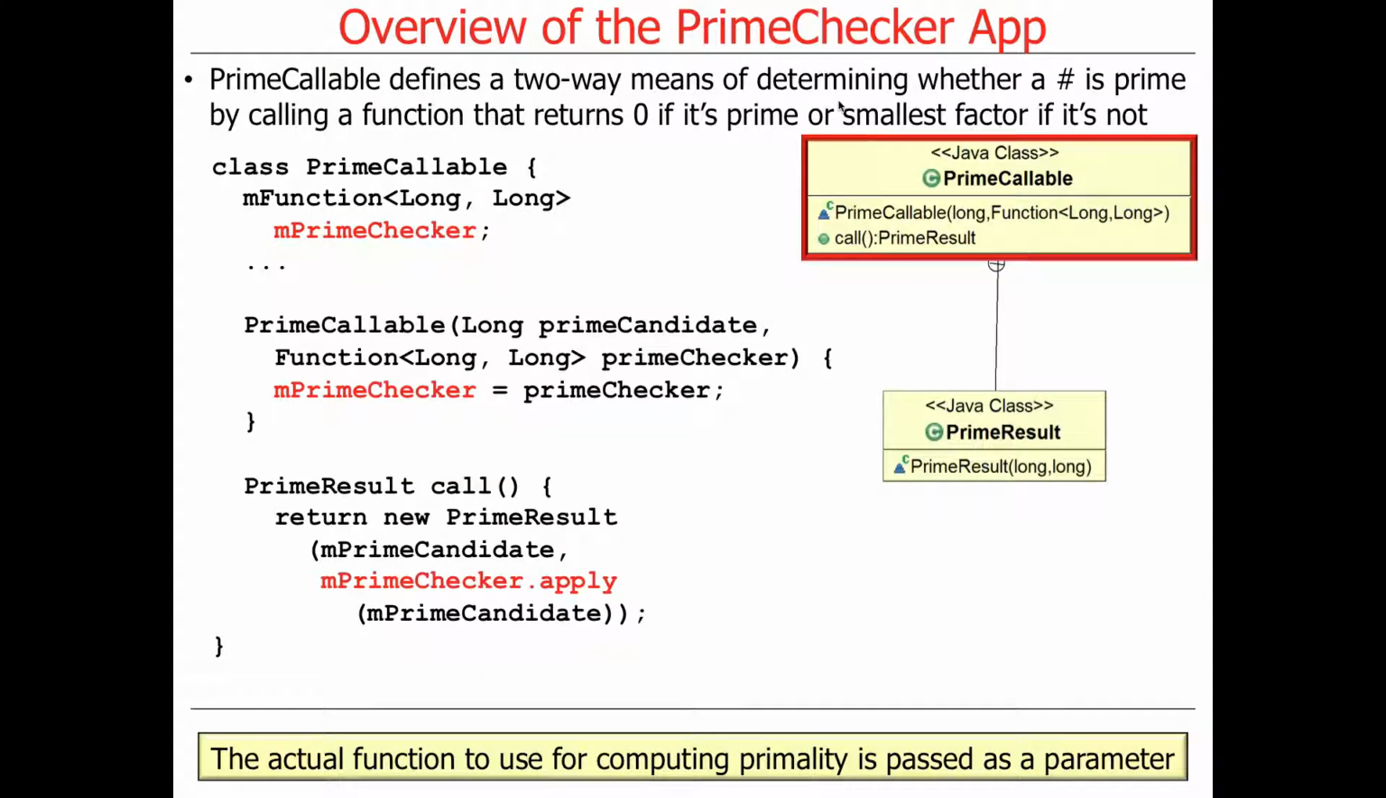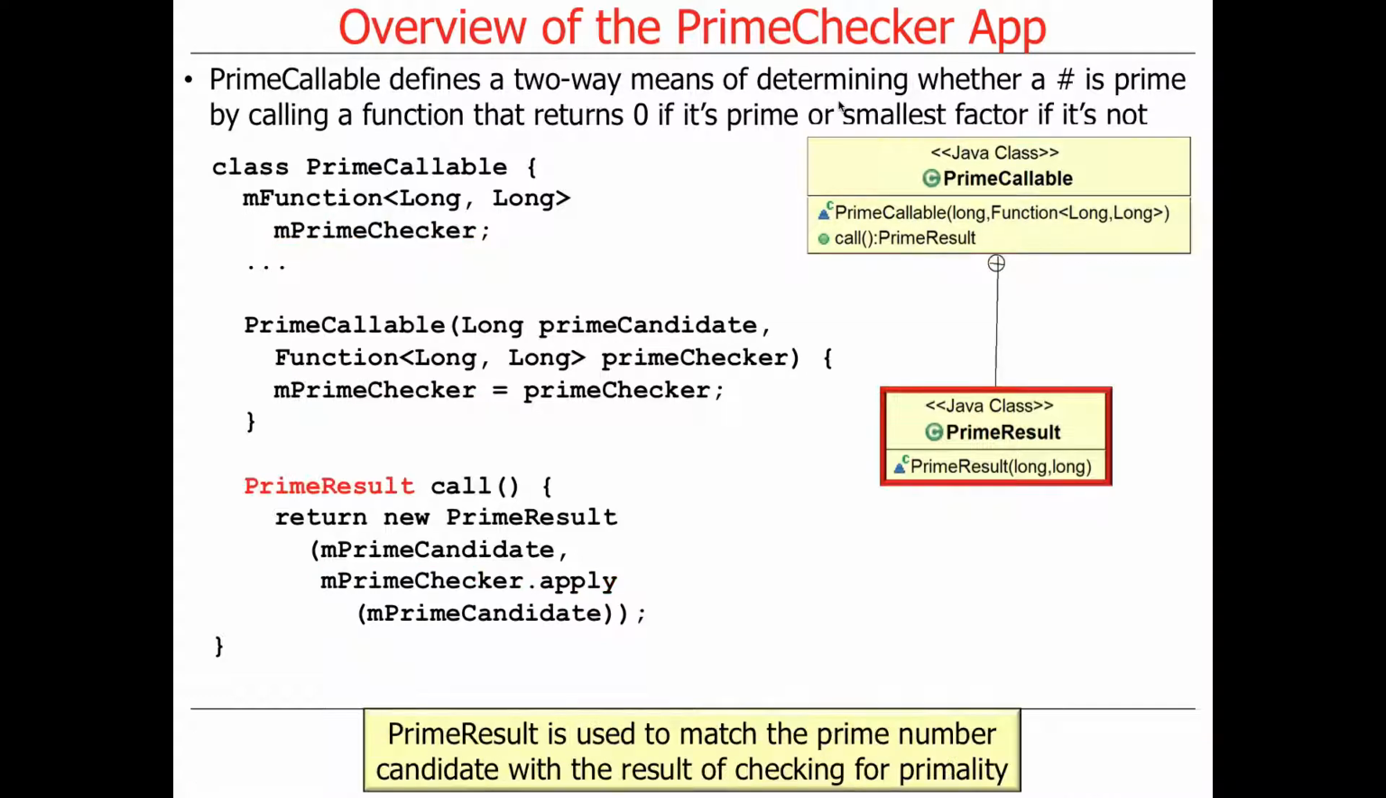We're going to have this prime callable that's configured with a PrimeChecker, which is a function. And we'll talk about how that gets used here in a second with the FutureTask and the memoizer and so on. And the prime callable allows you to do these two-way calls, which has some nice properties to clean the code up and get the activity out of the callable. And it returns a prime result.